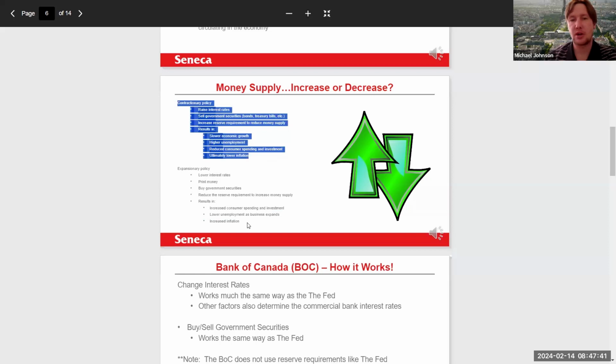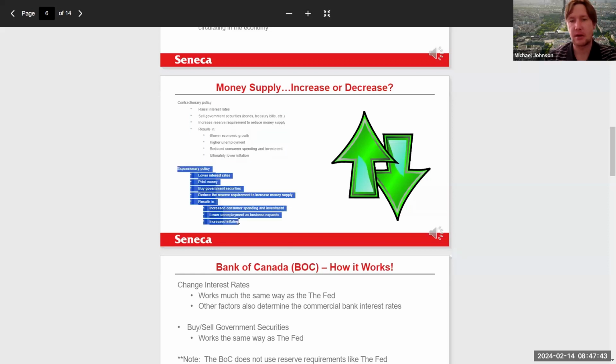So expansionary policy is when they increase the money supply. That's through lower interest rates, printing money, buying government securities, and reducing the reserve requirements. Increasing the money supply results in increased consumer spending and investment, lower unemployment as business expands, and increased inflation. So that's how they increase the money supply to grow the economy.